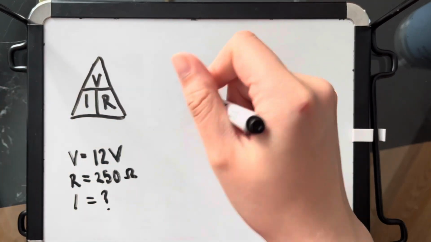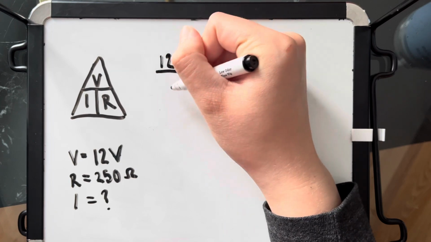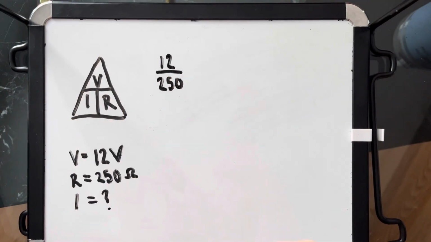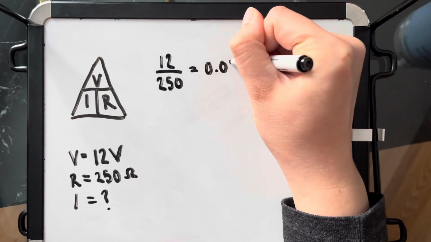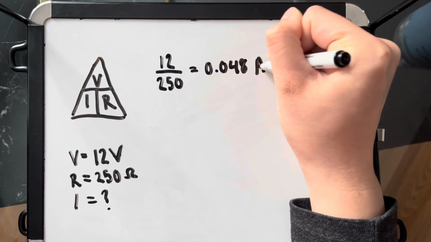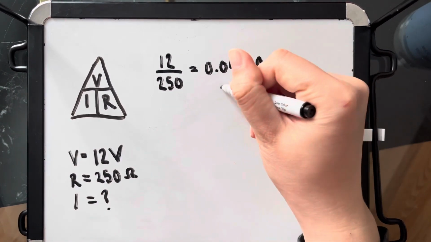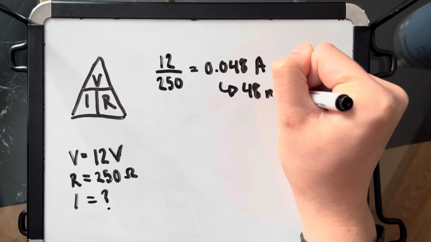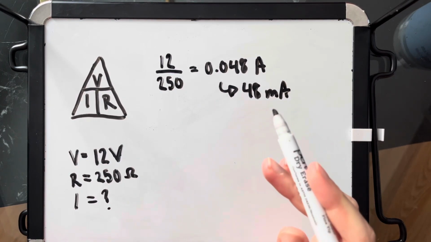So let's do that real quick over here. We'll take 12 volts and divide it by 250 ohms. That number is going to come out to be about 0.048, and it's measured in amps again for the current. This could be changed, for simplicity, to 48 milliamps. Okay, so that's how you would solve for current.